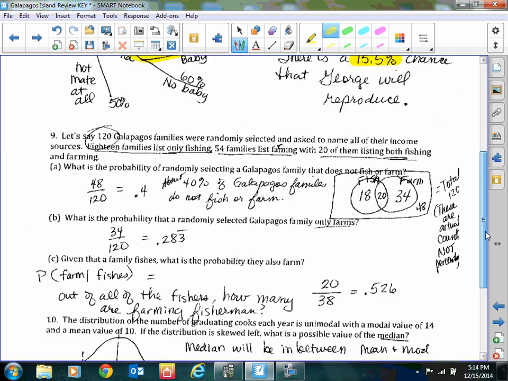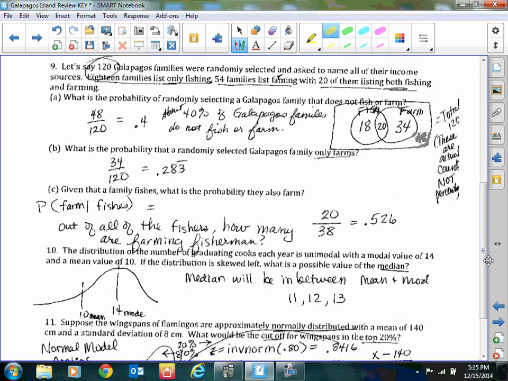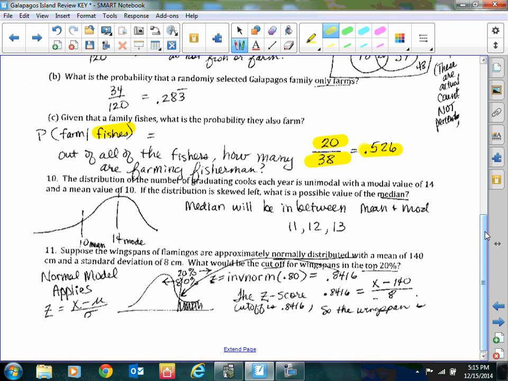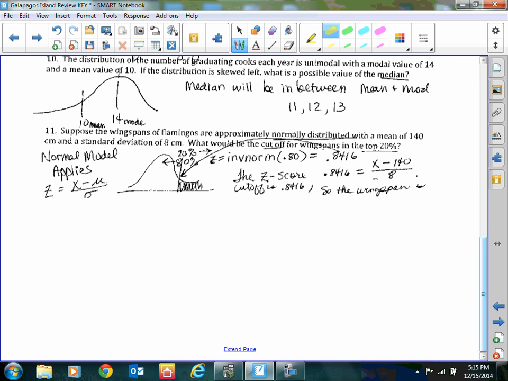All right, number 9 is filling out a Venn diagram. Here is what the Venn diagram looks like, and I'll just leave that there. Again, part C says, given that the family fishes. So out of all of the fishing portion, out of the 38 that are fishing, what portion of those are farming? And that is 20. So make sure you have got that "given that" stuff. That was on the chapter 15 quiz, and those were weak. I had you omit 10, and then 11 is another normal model.